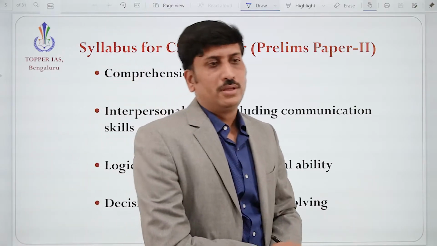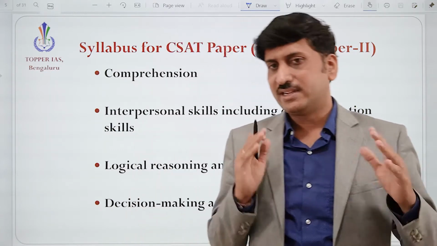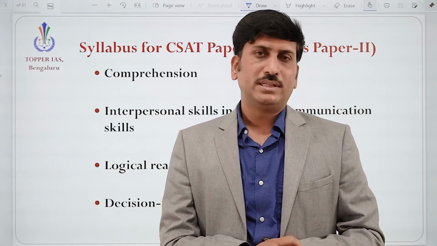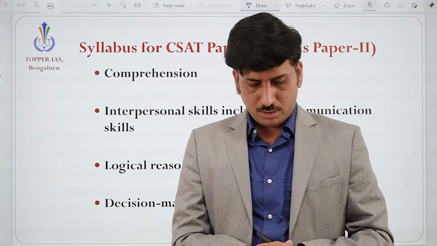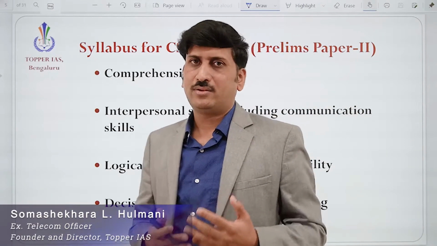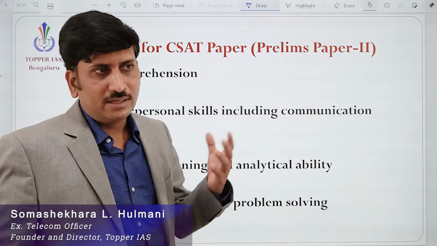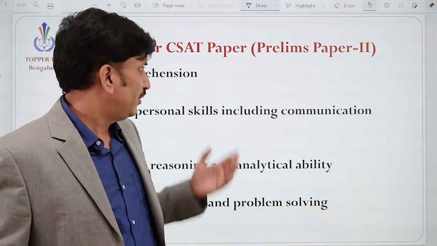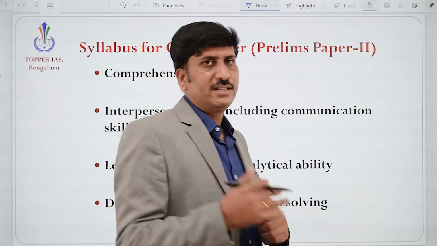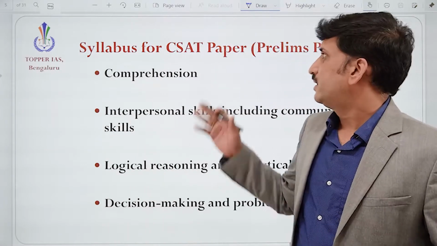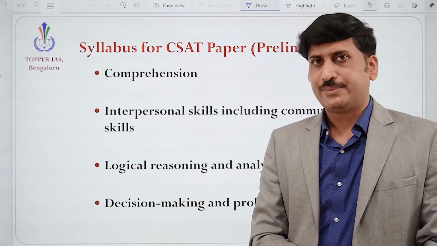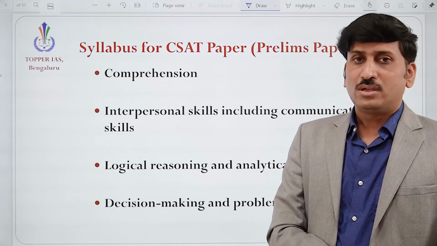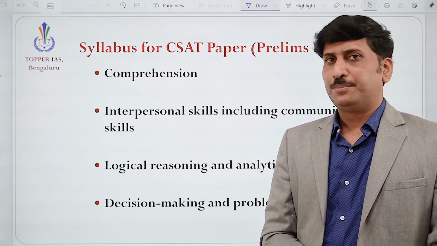Hi all, we'll continue with the General Studies paper 2 in the preliminary examination. We have covered what we need to study in the first paper. In detail, we have gone through the syllabus. Now we'll understand the General Studies paper 2, that is famously known as the Civil Service Aptitude Test. What is there in this book?